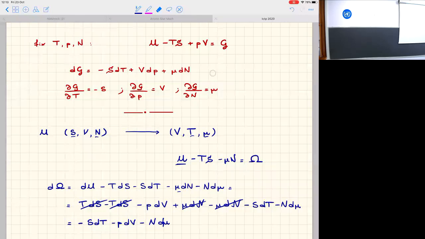All right, so now look at one thing. This object here, which is called the grand potential, is actually very important in physics. So we will use it a lot when we do statistical mechanics. Why is it useful? Because of the following thing.